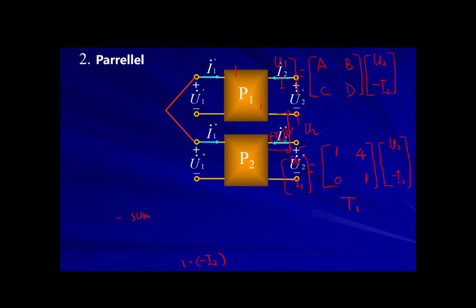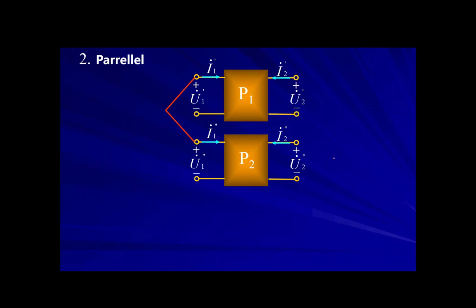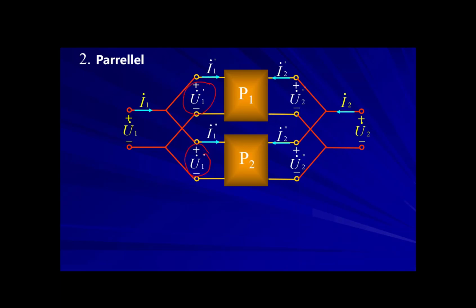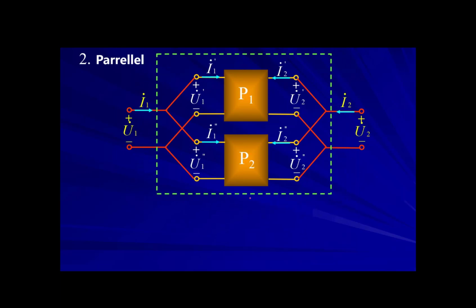Now the parallel connection. What does parallel mean? Parallel means the port 1 of P1 and the port 1 of P2 are connected in parallel, so they have the same voltage. This voltage equals this voltage, and this voltage equals this voltage. The port 2 of P1 and P2 are also parallel. This is a parallel connection.